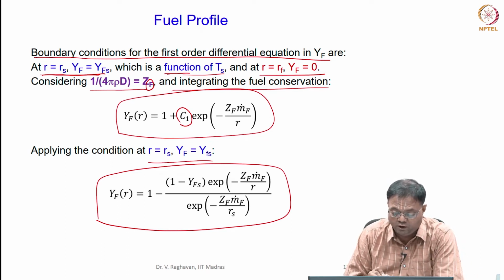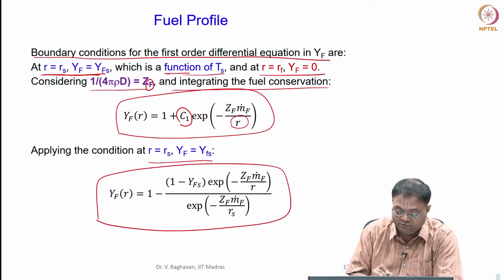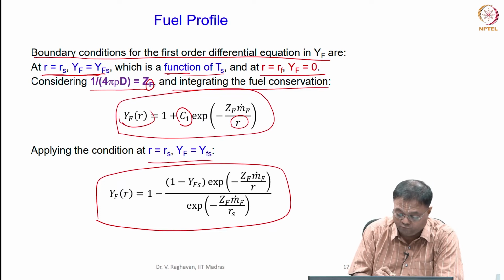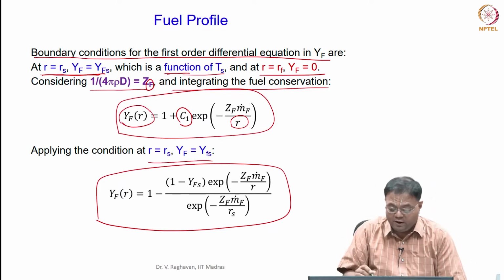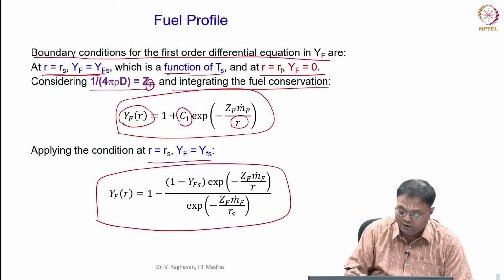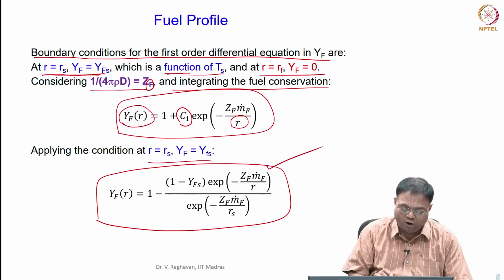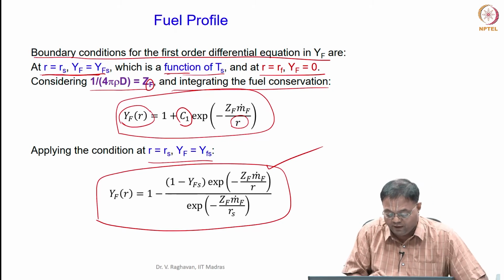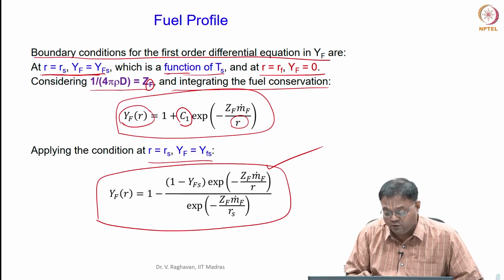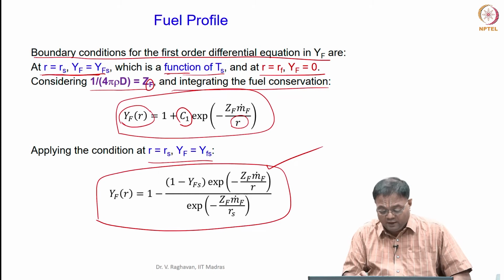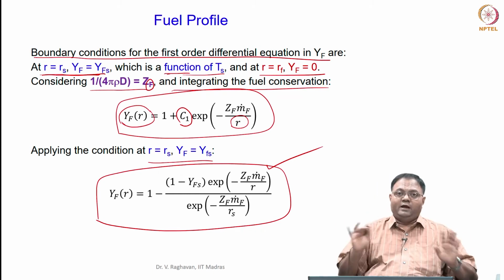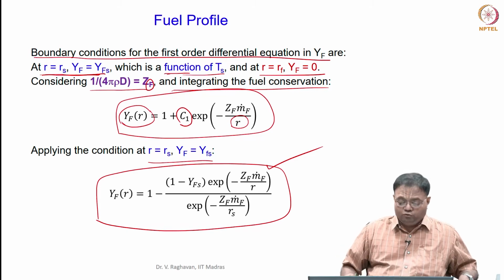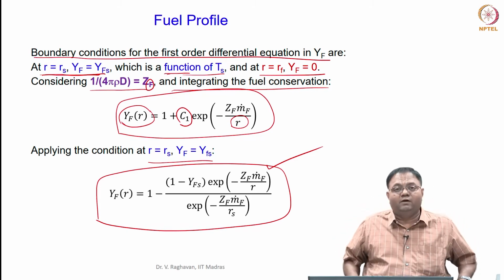So when I say r equal to Rs, I will put r equal to Rs here, and on the left hand side I will put YF of r as YFS. So once I put this, the only unknown is C1. I calculate C1 and substitute back to the profile. I get this YF of r. YF at any radius will be equal to 1 minus YFS into exponent of minus ZF mF by r, divided by exponent of minus ZF mF by Rs. So this will be the profile. So you can verify the boundary conditions again, as we have done earlier.